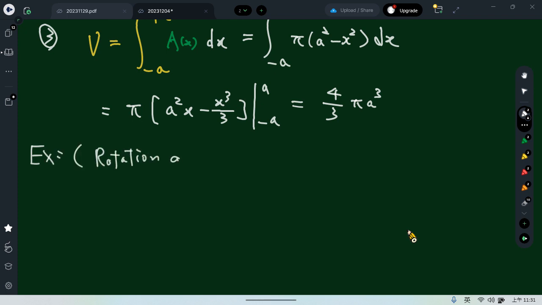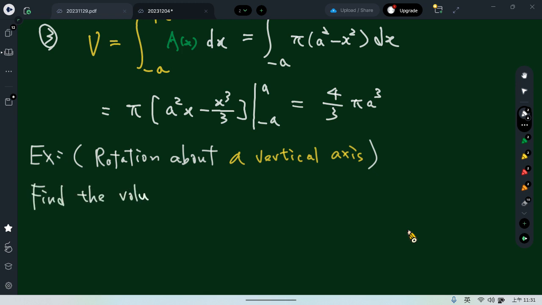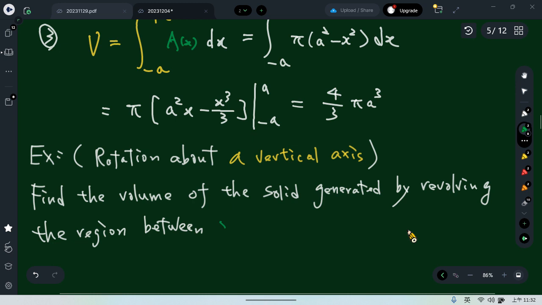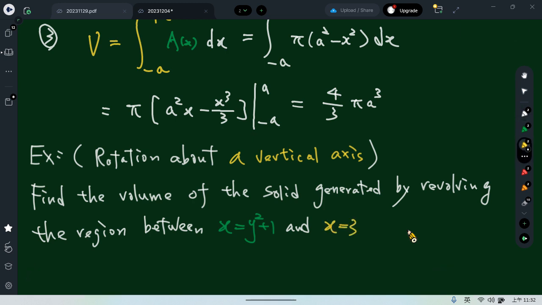Rotation about a vertical axis. Find the volume of the solid generated by revolving the region between s equals y squared plus 1 and s equals 3 about the line s equals 3.